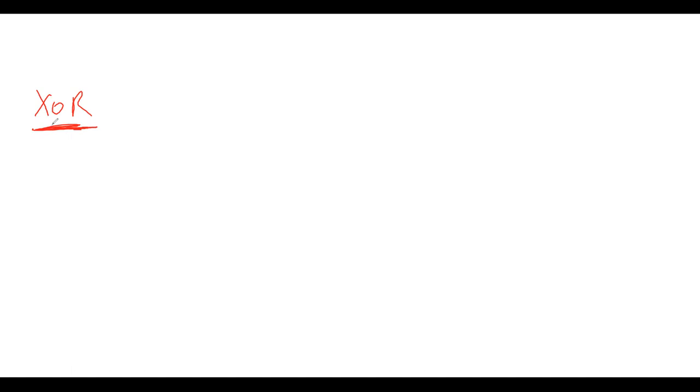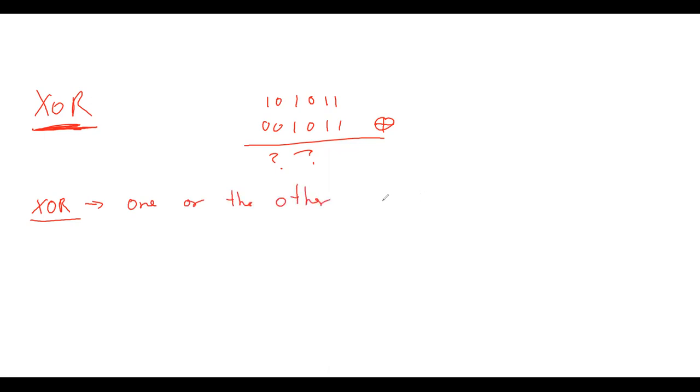The rule with an XOR operation is you have a sequence of bits and then you apply another sequence of bits. You perform the XOR operation, and the question is, what is the result? Based on the type of operation you're applying, you should get a specific value. XOR basically is one or the other, but not both. That's how you can remember it. Another way you can remember this is by looking at the truth table.